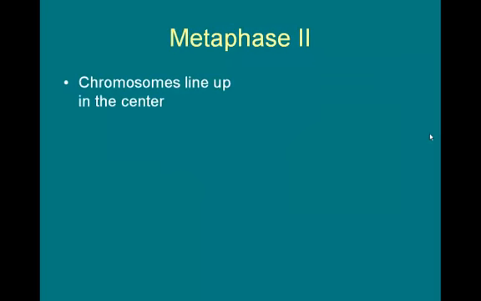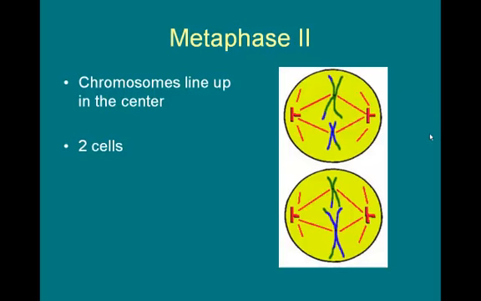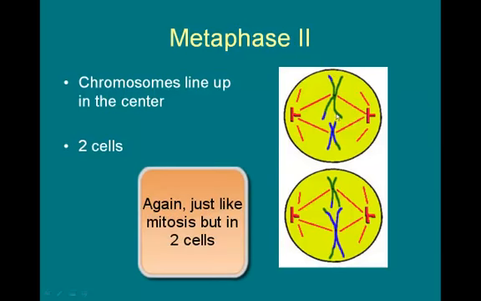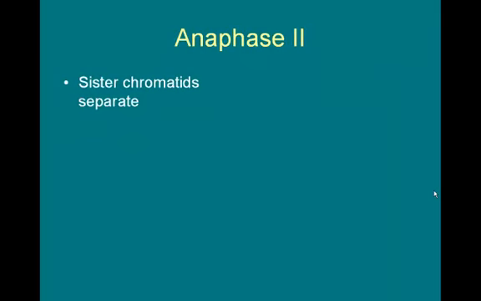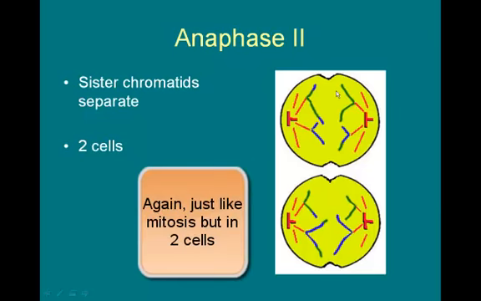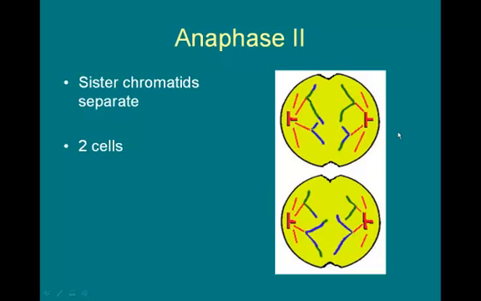Metaphase 2, chromosomes line up in the center, and it's just 2 cells instead of 1. So now you have your single line, you just have a single line in 2 different cells. Anaphase 2, sister chromatids come apart just like they do in mitosis. So now you have individual chromatids instead of the full X's, but it's happening in 2 cells.